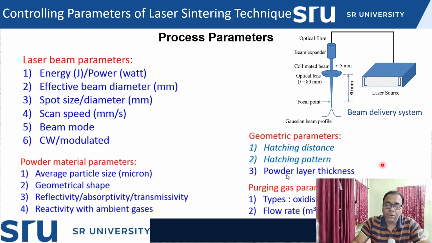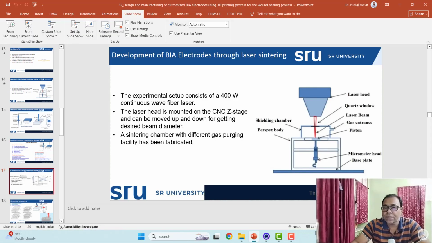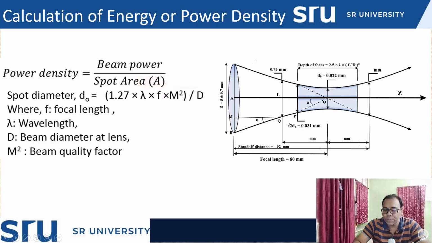Similarly, we have discussed in the earlier slide the purging parameters. Purging parameters are nothing but the gas related parameters. So those parameters include the oxidizing properties of the selected gases, similarly the reducing properties, whether it is reactive, non-reactive or inert, those can be decided. And then the quantity of the gases which is supplied for the purging purpose.